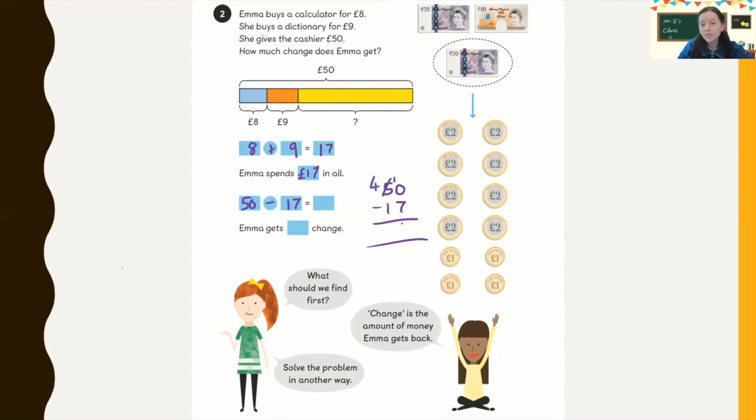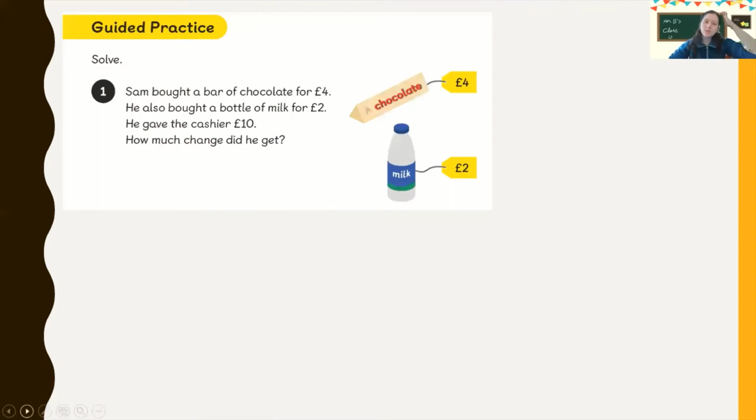So 10 take away 7 is 3. 4 take away 1 is, super easy, 3. So she gets £33 change. Okay, change is the amount of money that Emma gets back. Can you solve the problem in another way? Okay, our guided practice now that we do together.